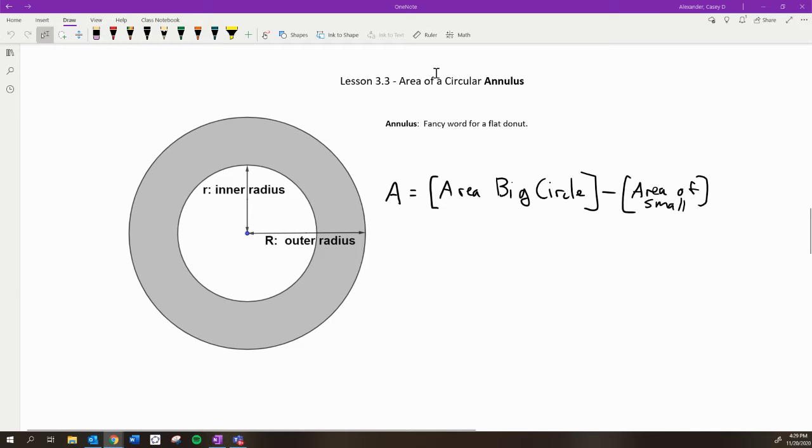It's about finding the area of a circular annulus. You have to be careful the way you say that word, annulus. It's just a fancy word for a flat donut. Okay, so it's really easy to understand.